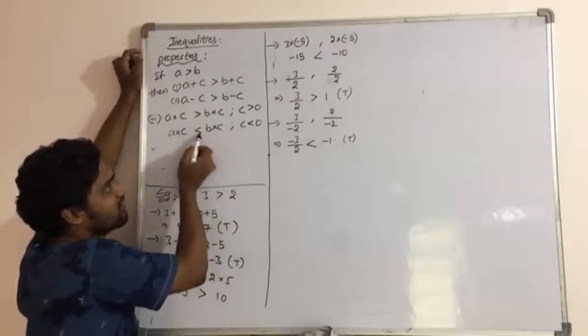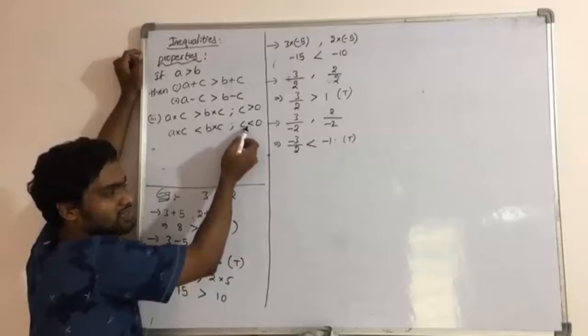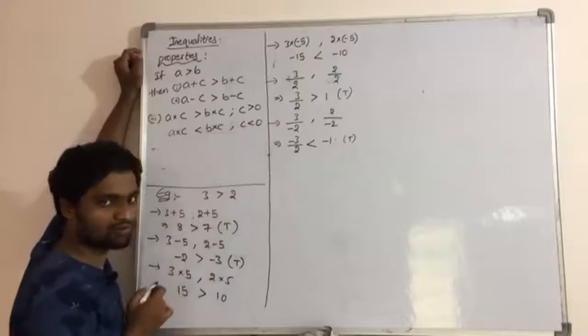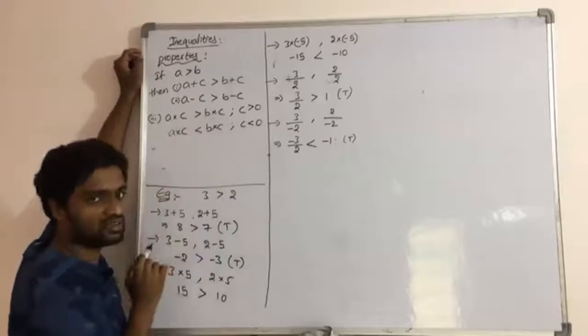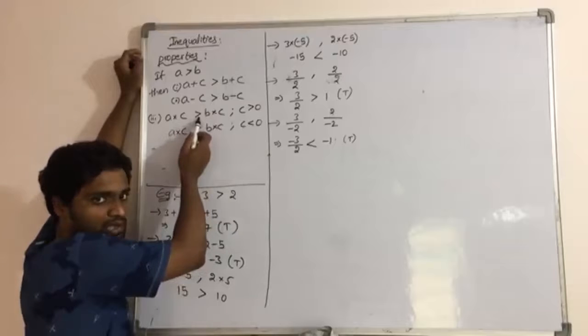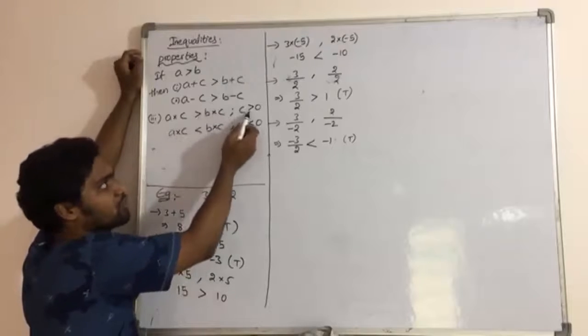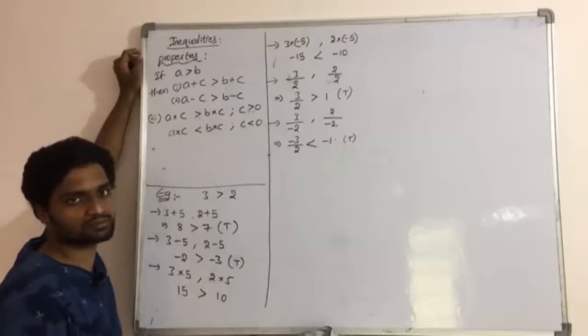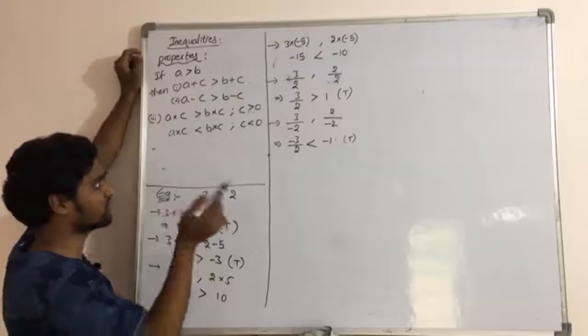After multiplying with C, if the inequality changed, it means the number which you have multiplied with is a negative number. After multiplying with C, if the inequality remained same, it means the number which you have multiplied with is a positive number. Okay. Both the statements are true, vice versa statements.